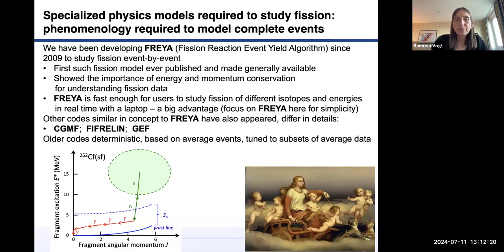Before that, the codes were deterministic and based on average events and tuned specifically to agree with some subset of average data.